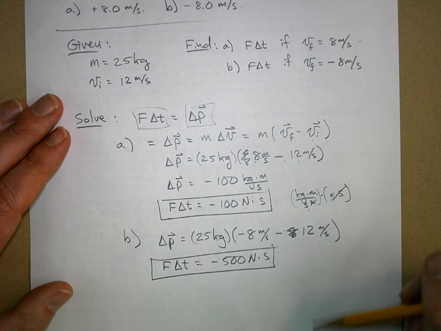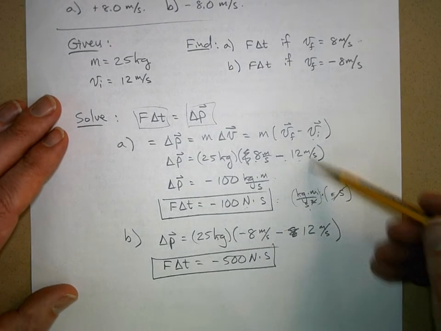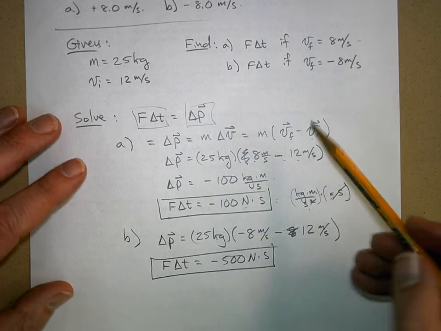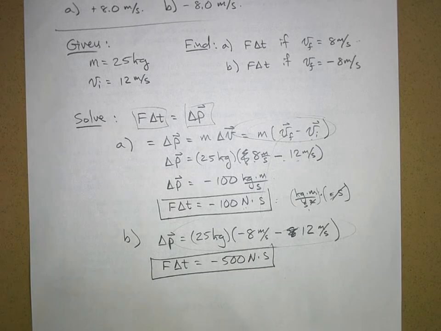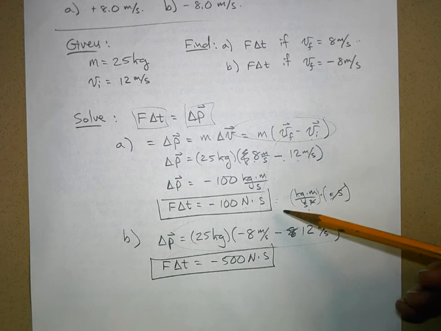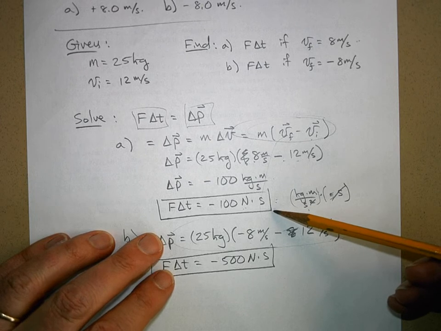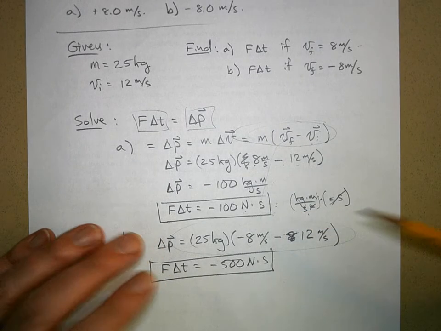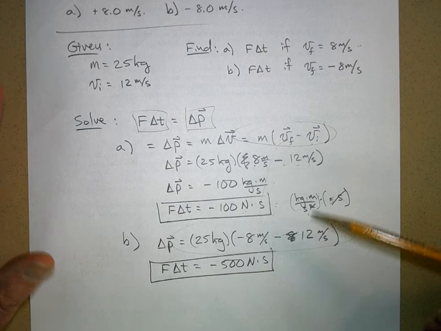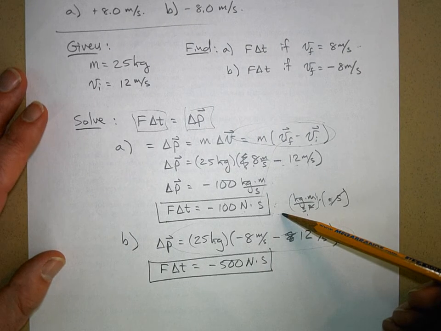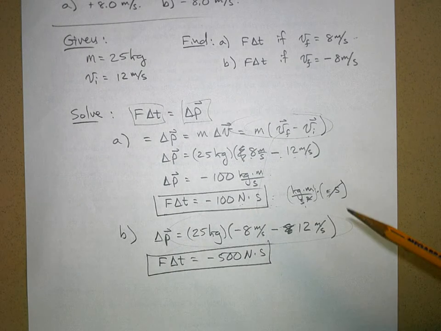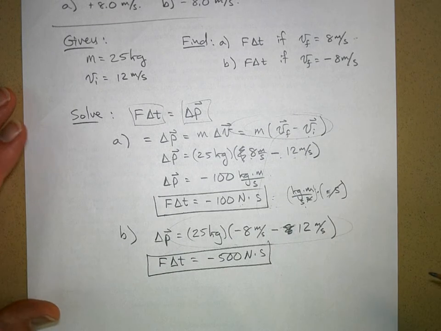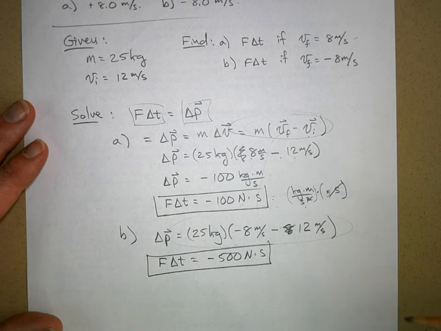You didn't have to go through the whole algebraic derivation again for part B. You could just use the results that you have here directly. And notice that here we didn't change the velocity very much. We just went from 12 to 8, so we slowed down by 4. And we didn't need nearly as much impulse, because here we went from positive 12 to negative 8. That's a change of negative 20 meters per second. So you have to apply a much greater impulse to get that much greater change in velocity.